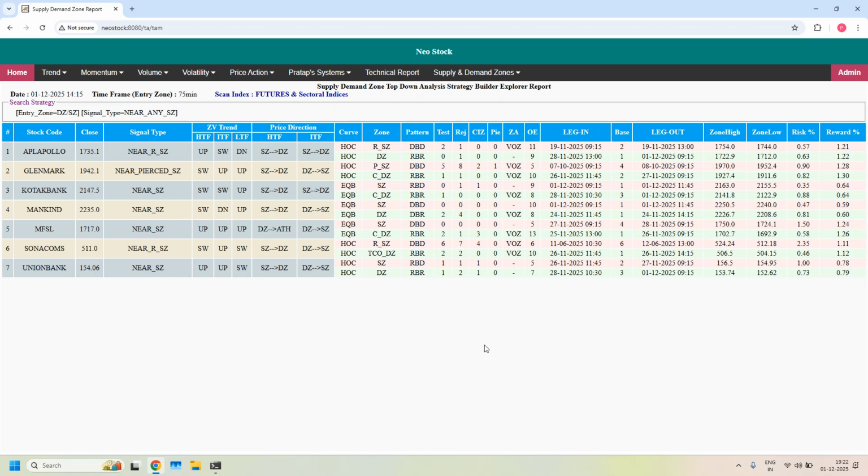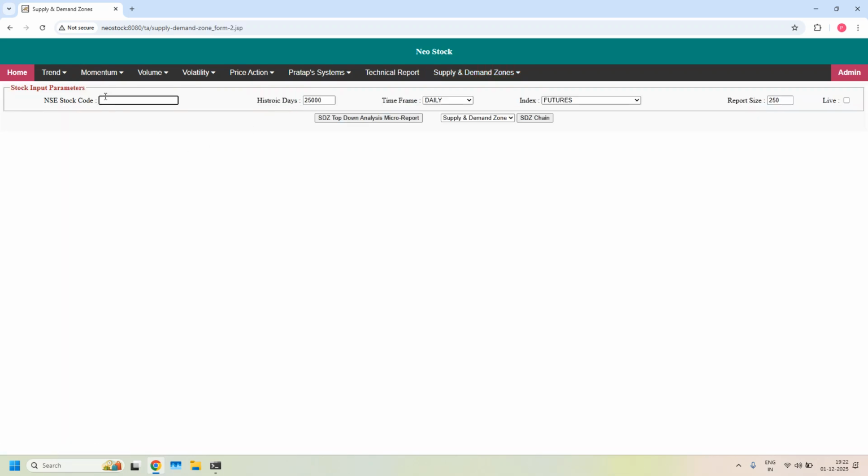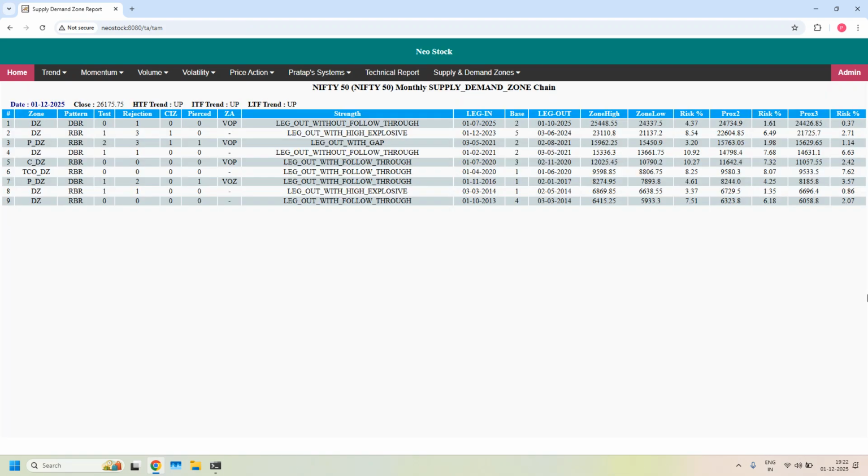Next I am going to generate NIFTY and BANKNIFTY supply demand zone chain reports, starting with NIFTY. So generating monthly supply demand zone chain for NIFTY. In any supply demand zone chain report, always look into the zone column to find the high liquidity zones. Look into the pierced column for identifying the pierced zones. Always look into the LTF trend to find the trend of the current time frame you have selected.